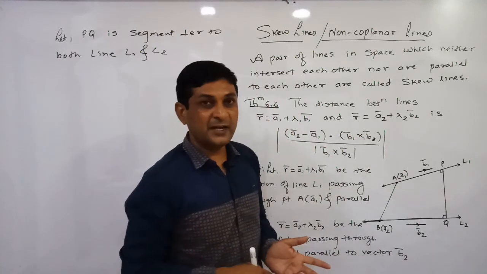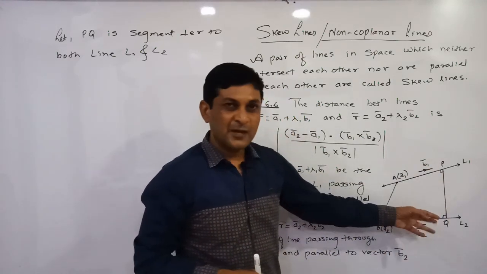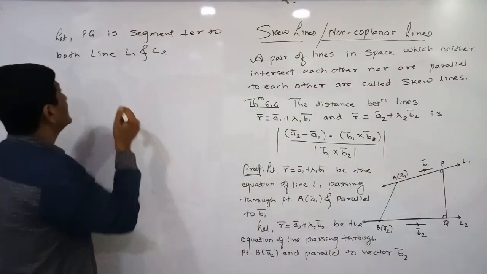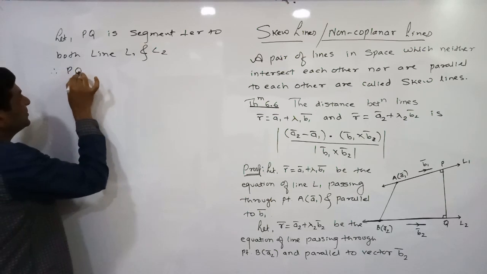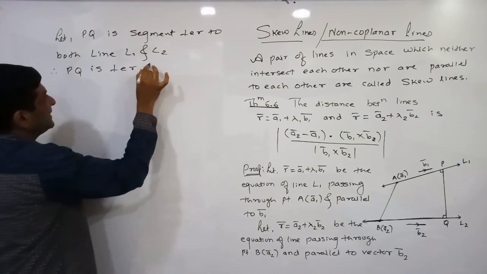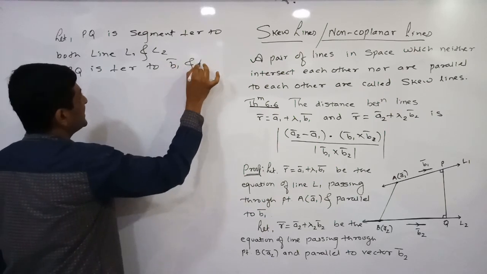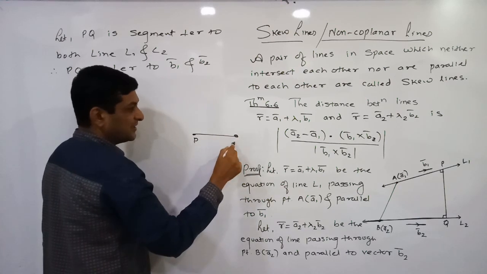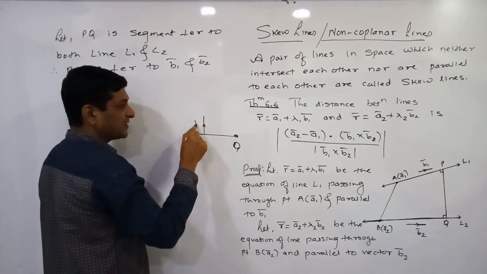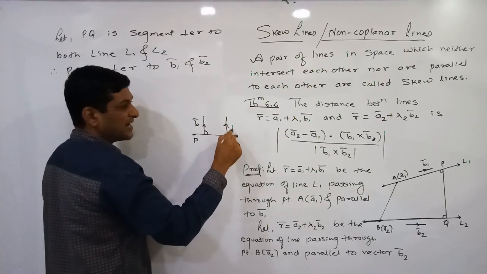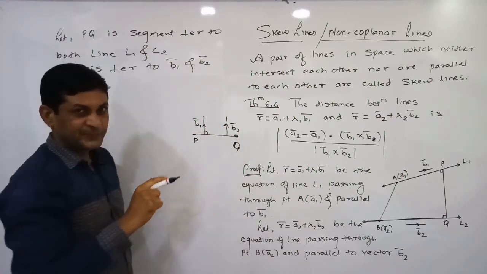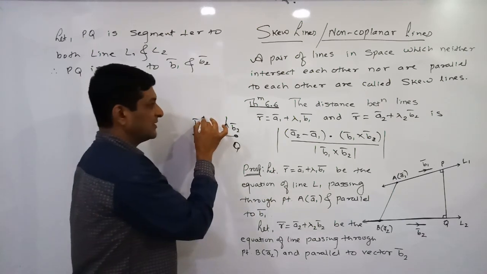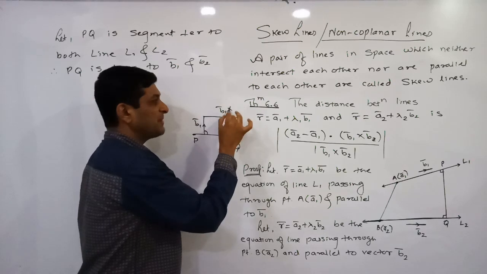B2 bar, or B2 bar is perpendicular to PQ. Means what we are getting here: PQ is perpendicular to both the lines, so PQ is perpendicular to B1 bar and B2 bar. Therefore PQ is perpendicular to B1 bar and B2 bar. Now let us suppose this is segment PQ, and B1 bar is a vector perpendicular to PQ and B2 bar is also a vector perpendicular to PQ. If we take the cross product of these two vectors, we will get a new vector. Which new vector? B1 bar cross B2 bar.